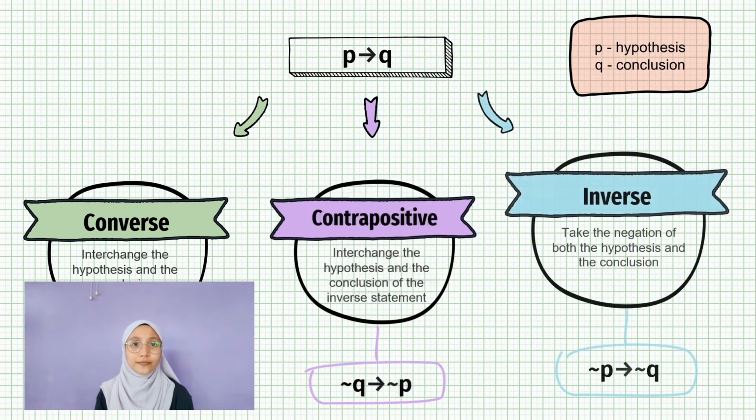Lastly, inverse. To form inverse, we have to put negation in both hypothesis and the conclusion. So the inverse for P implies Q is negation P implies negation Q.